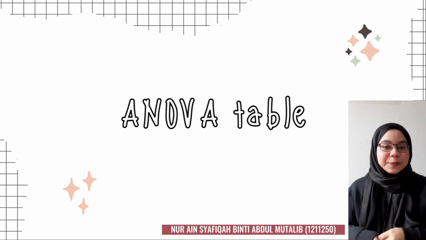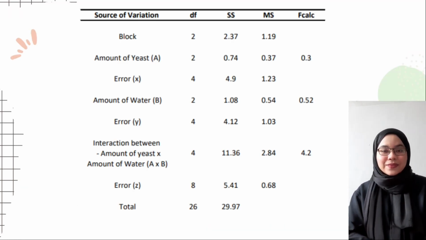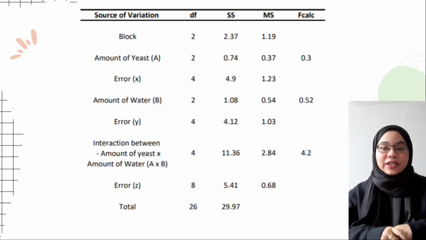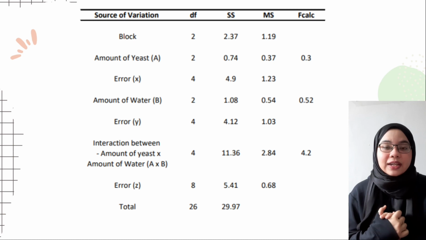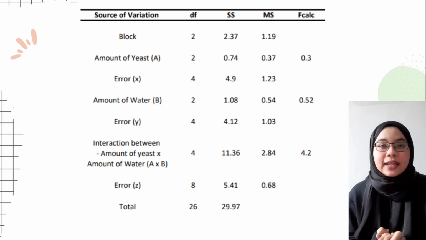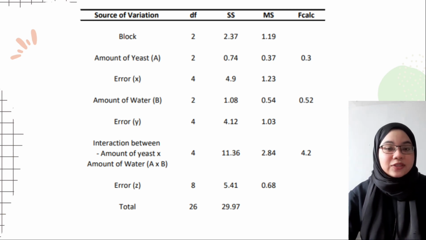So now, let's proceed to the ANOVA table. For this ANOVA table, after all the calculations have been made, we already got the sum of squares and the mean squares for 8 of the sources of variation in this strip plot design.